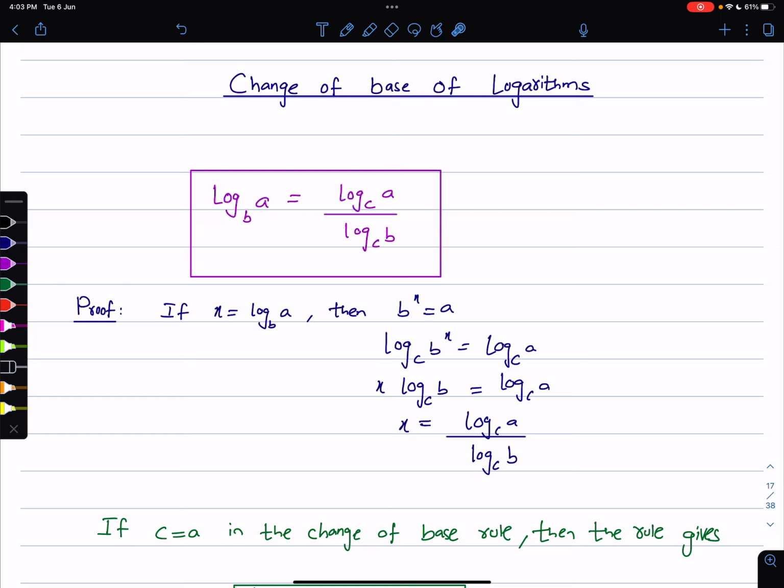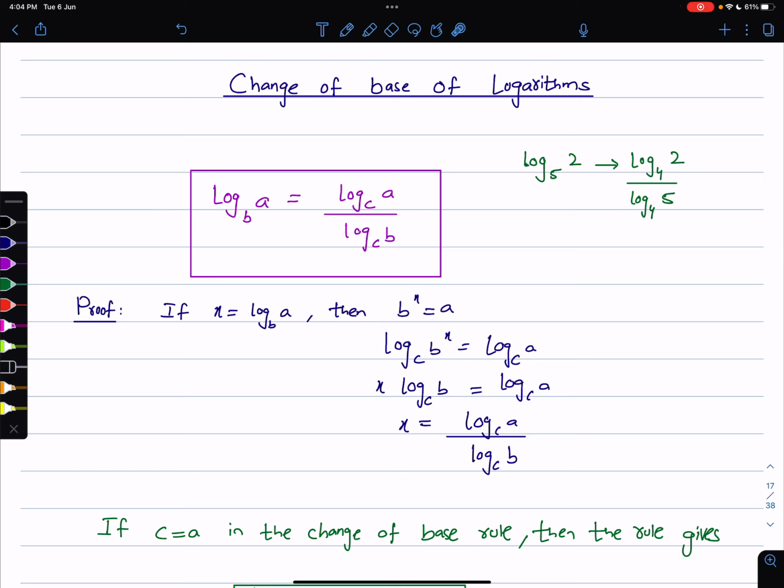So, the change of base rule says that if we have log to the base b of a and we have to express this with a different base c, let's say. So, for example, we have to express log to the base 5 of 2 as log to the base 4. Then we can express this as log to the base 4 of the value 2 divided by log to the base 4 of 5.